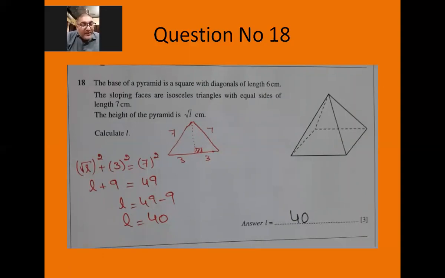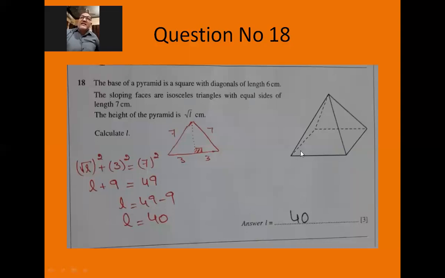The base of a pyramid is a square with the diagonals of the length 6 centimeter. The sloping faces are isosceles triangles with equal sides of length 7 centimeter. The height of the pyramid is under root L centimeter. Calculate the L. Okay. So the base of the pyramid is a square and the length of the diagonal is given.